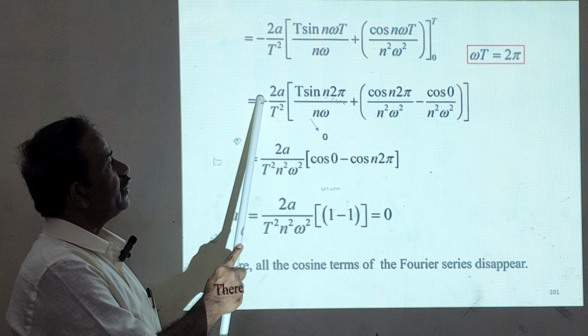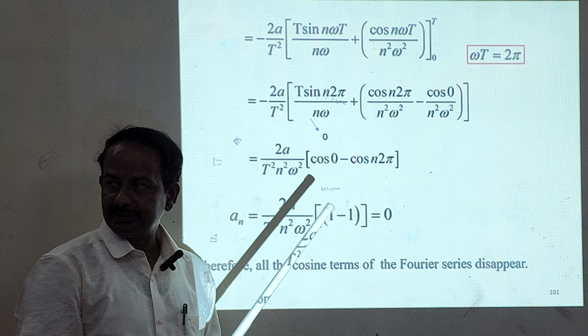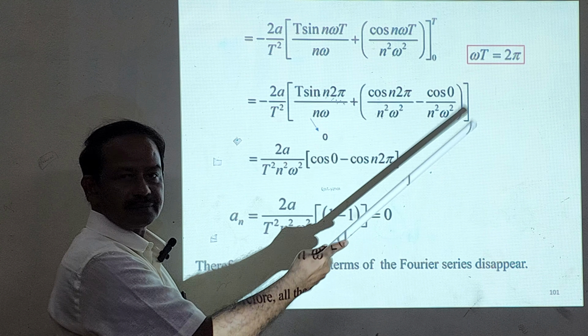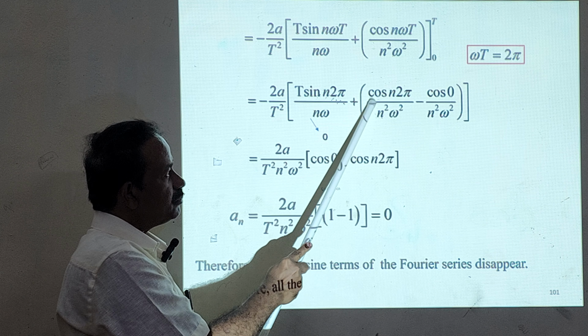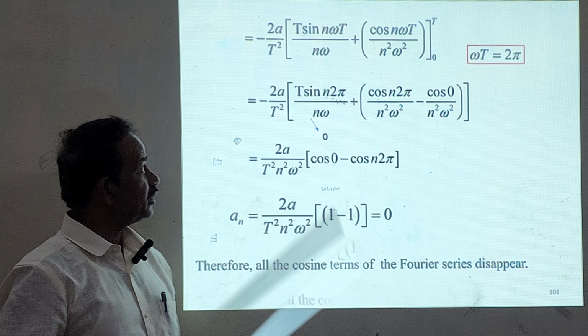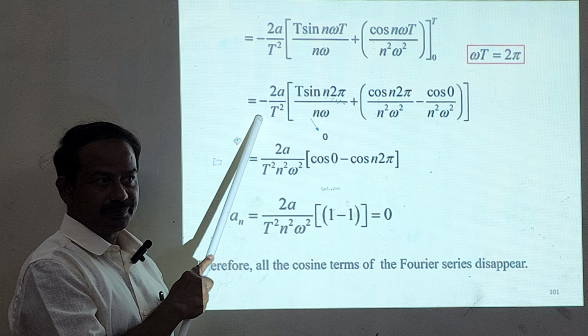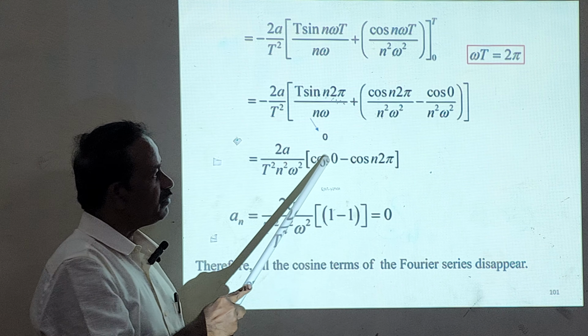Now I have multiplied the minus sign with this term, so I have written them interchanged. See, this term comes first and this term goes second, because I have now inserted the minus sign. So cos 0 is the first term.